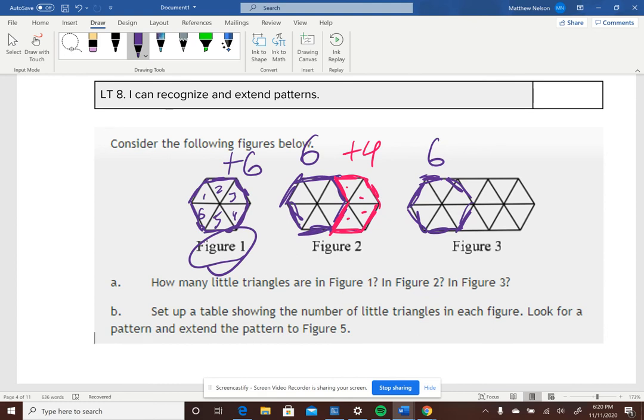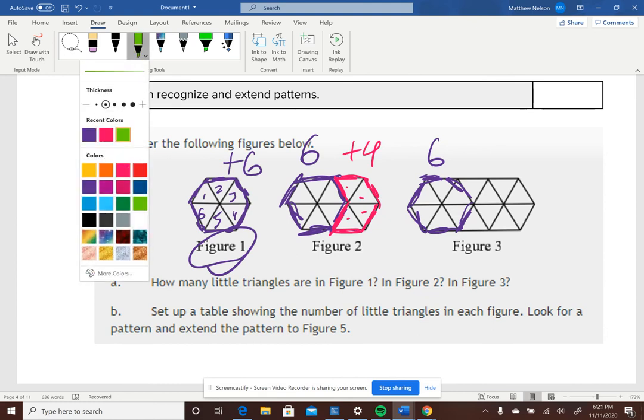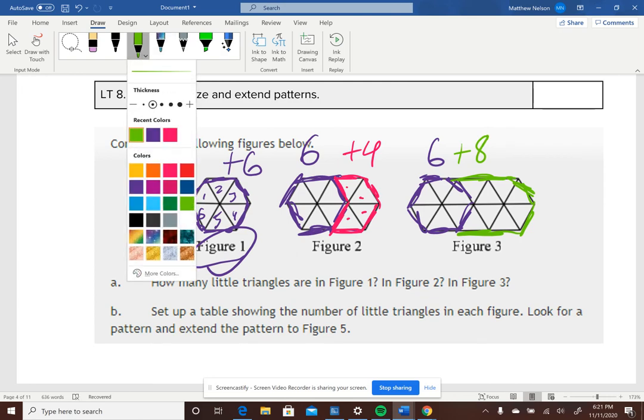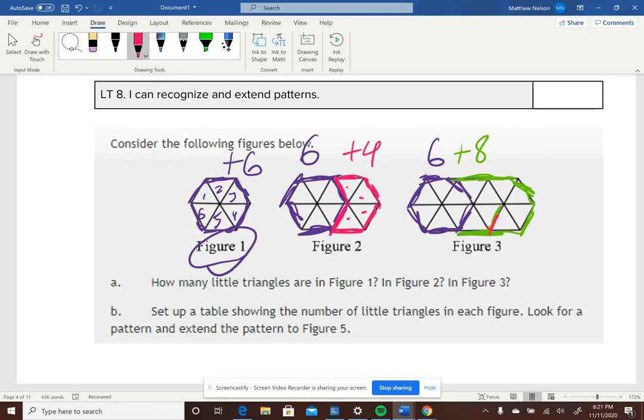This time it's going to be 6 plus something else. And this time it's going to be plus 8. Right? And so really we're just adding 4 each time. But now I'm trying to think of an algebraic equation that could help me so I don't have to just simply add 4 each time.